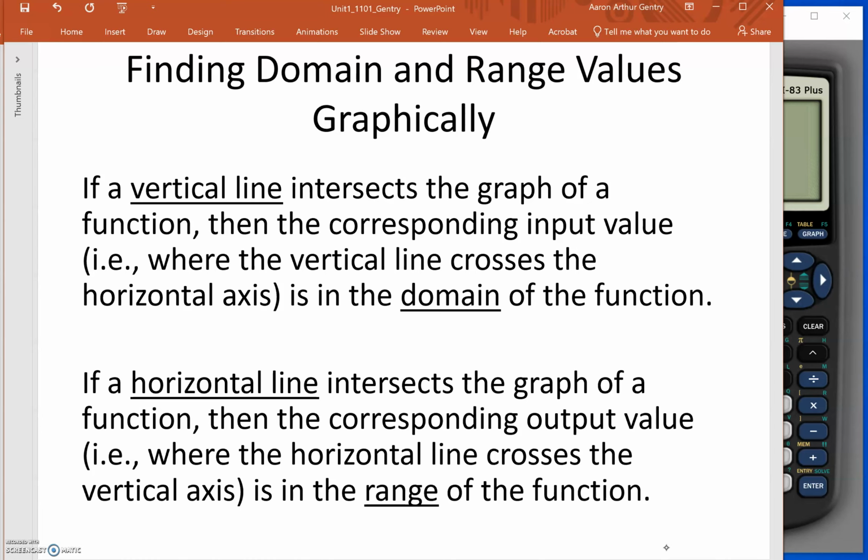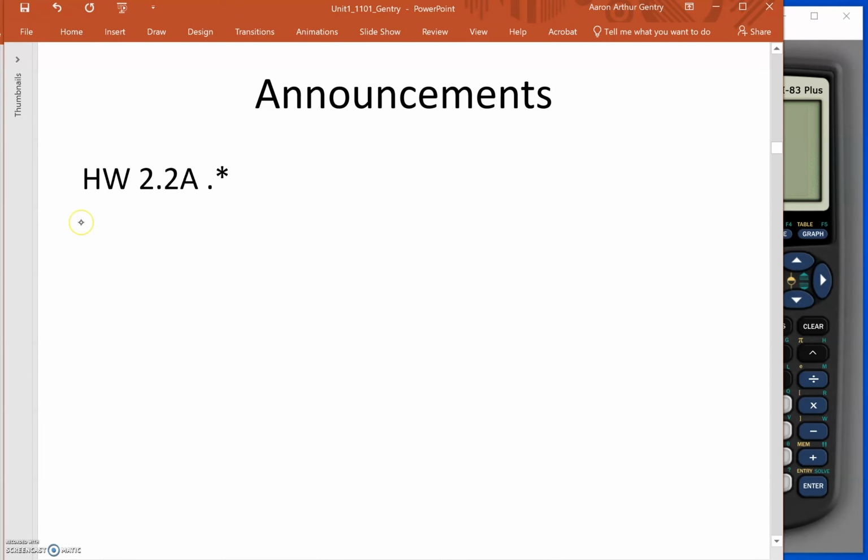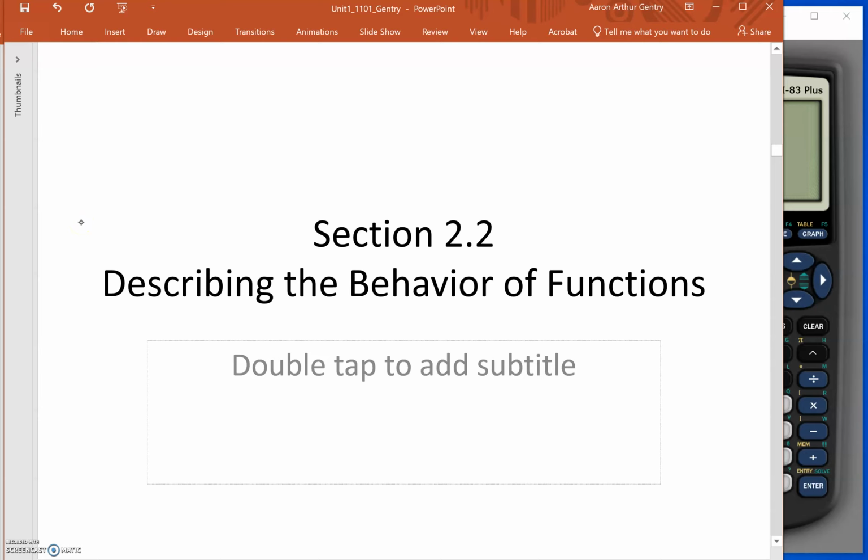Here's a note about finding domain and range values graphically. I encourage you to read this. I'm going to skip it though. Okay, so we'll pause here, and when we come back, we will begin section 2.2, describing the behavior of functions.